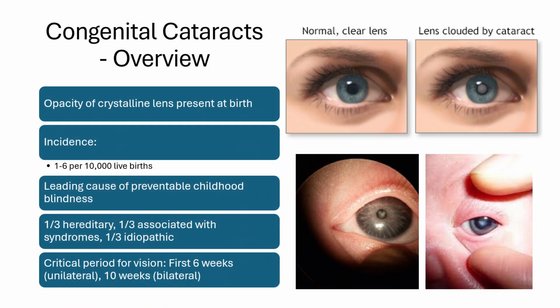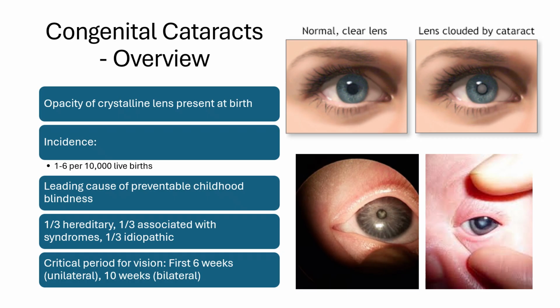Congenital cataracts represent any opacity in the crystalline lens that's present at birth, affecting about 1 to 6 per 10,000 live births. What makes this condition particularly significant is that it remains the leading cause of preventable childhood blindness worldwide. When we look at causation, the distribution follows a fairly even rule of thirds. About 1/3 are hereditary, another third associate with various syndromes, and the final third remain idiopathic despite our best investigative efforts. The timing here is absolutely critical for visual development.